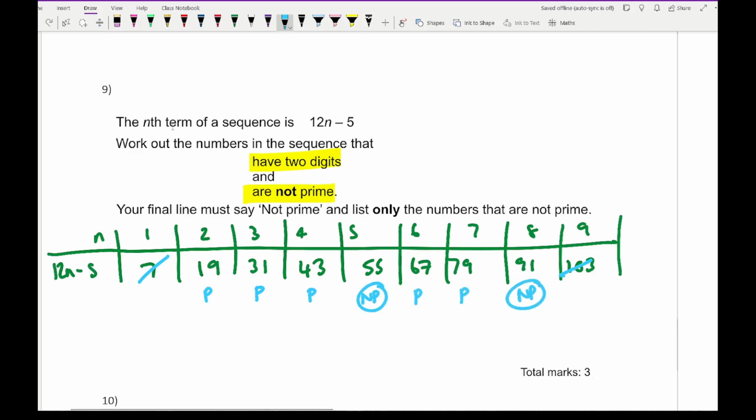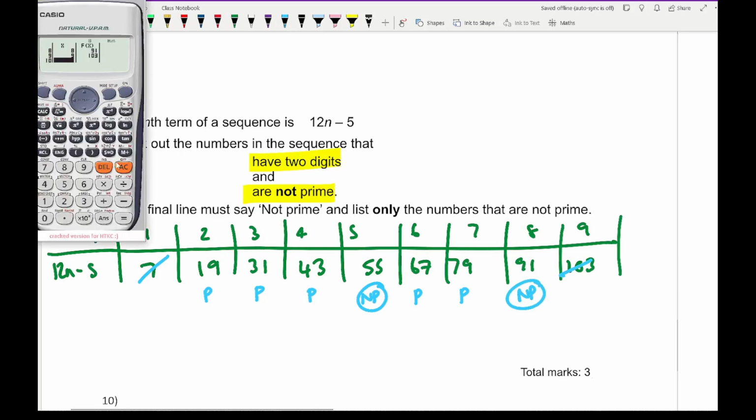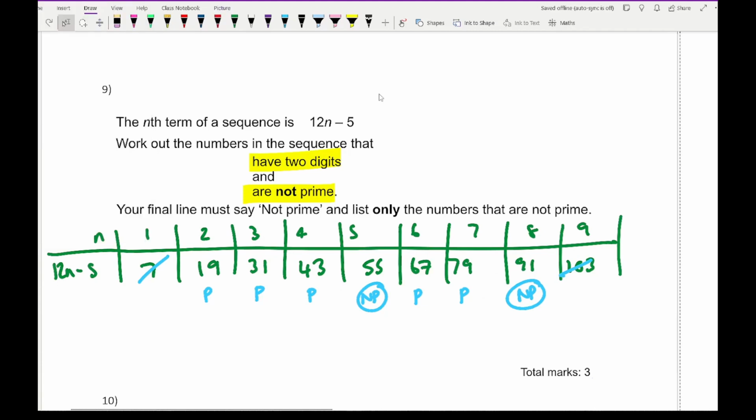And again, if you're not sure how to find a prime number, all you need to do is reset your calculator and enter the number you want to check. So if I type in 17, which I know is prime, press equals, press shift and fact. If it doesn't change, it means it's a prime number. So here, if I type in 91, press equals, shift fact, it comes up with 7 times 13, so it means it's not prime. So here, what I've got is that 55 and 91 are not prime.